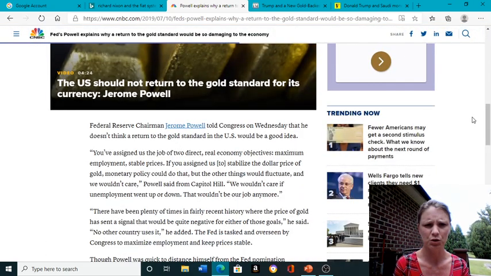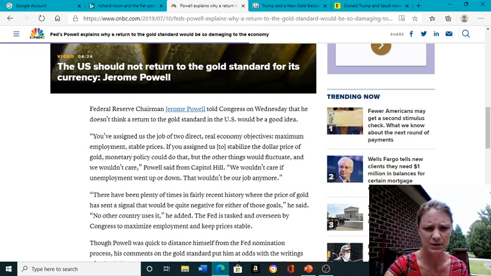Federal Reserve Chairman Jerome Powell told Congress on Wednesday that he doesn't think a return to the gold standard in the U.S. would be a good idea. You've assigned us the job of two direct, real economic objectives: maximize employment, stable prices. If you assigned us to stabilize the dollar price of gold, monetary policy could do that, but the other things would fluctuate, and we wouldn't care, Powell said from Capitol Hill. We wouldn't care if unemployment went up or down. That wouldn't be our job anymore.